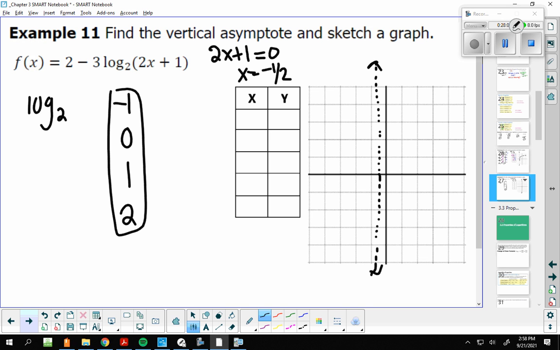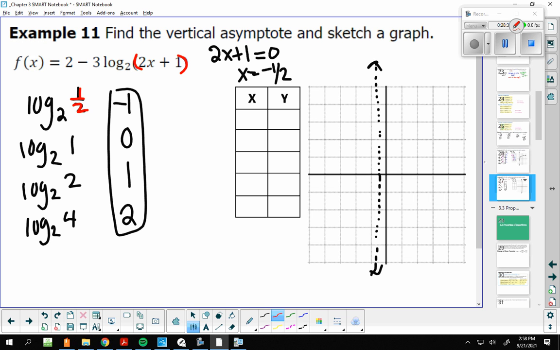So 2 to the negative first power would give us an argument of 1/2. 2 to the 0 power is an argument of 1. 2 to the first power is an argument of 2. And 2 to the second power is an argument of 4. I'm working backwards here. So now you can see 1/2, 1, 2, and 4. Those are all powers of 2. So if I want my argument to be 1/2, then what would I have to plug in for x? So 1/2 minus 1 is negative 1/2. Negative 1/2 divided by 2 is negative 1/4.